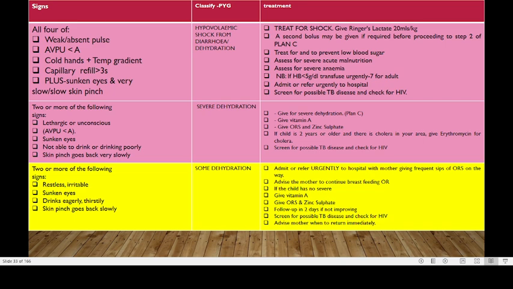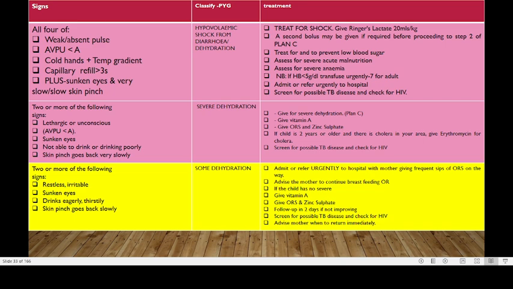You assess for severe acute malnutrition. Also assess for severe anemia. If the Hb is less than 5 grams per deciliter, you have to transfuse. Remember, we normally transfuse for adults if it is less than or equal to 7, right? Also, you need to admit and refer urgently to a hospital and screen for other diseases commonly suspected, like TB and HIV.